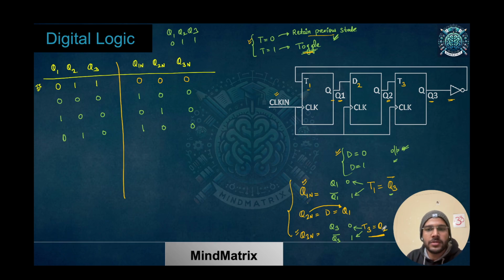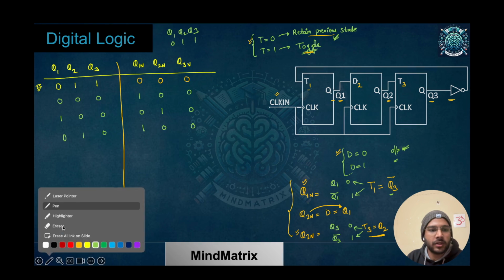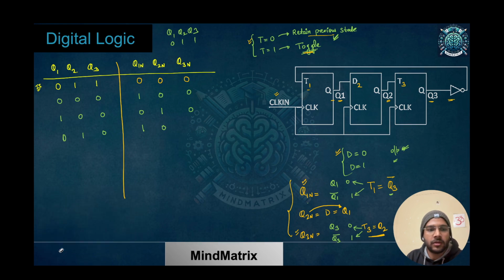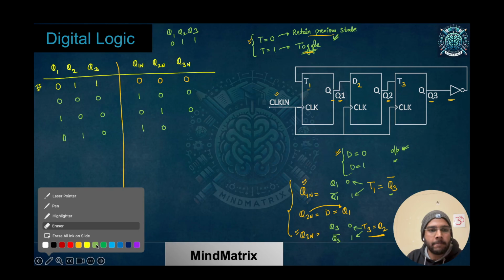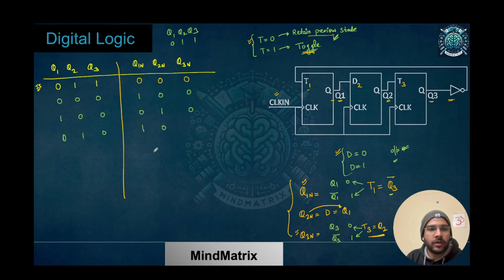Sorry, Q2 value is 1 here, right? Just a minute. Carefully see here. Q2 value is 1 here, so T3 will become 1. So Q3 complement. Here Q3 is 0, so it becomes 1. Yeah, now it is correct. 1, 0, 1. Again, if I give the next clock, Q2n is equal to Q1.